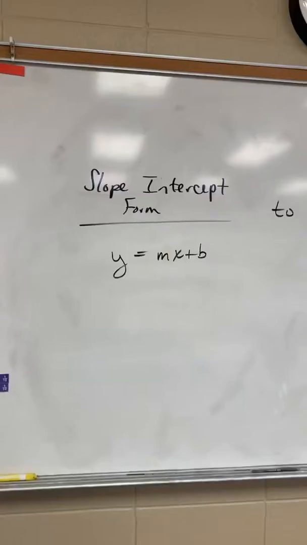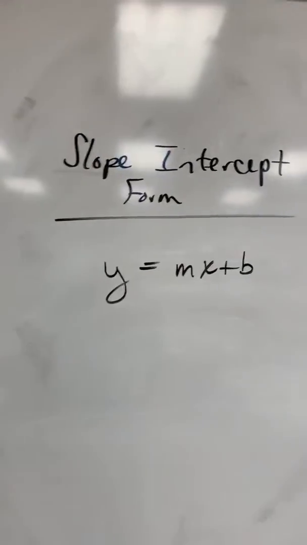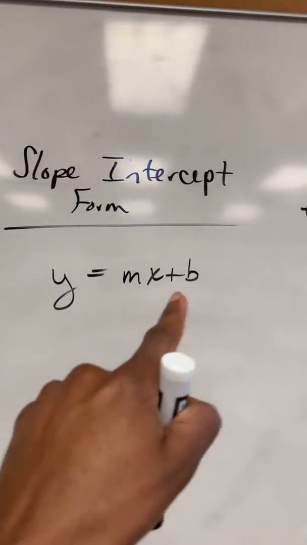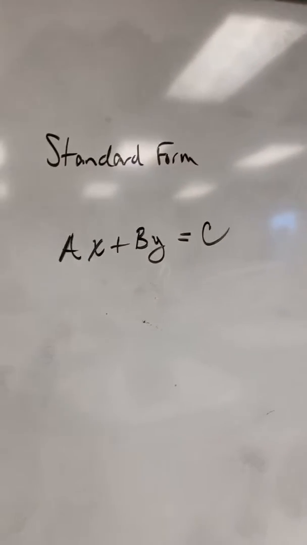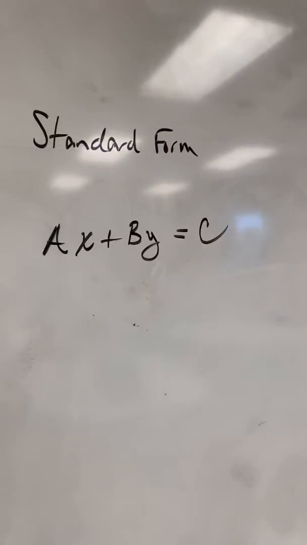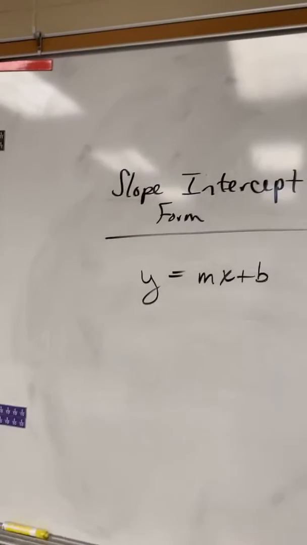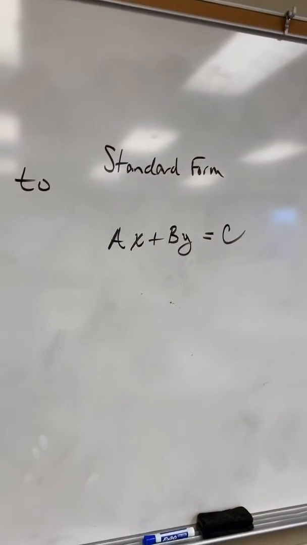This one I'm gonna do on slope-intercept form, converting that to standard form. So I'm going from slope-intercept to standard. Earlier I had videos that went from standard to slope-intercept. Just a reminder, slope-intercept form is the one that says y is equal to mx plus b. That one's called slope-intercept form. Standard form is ax plus by is equal to c. So I'm gonna go from here to here.